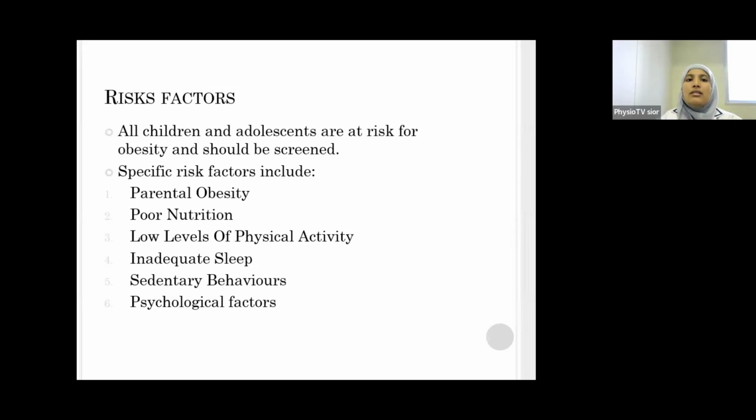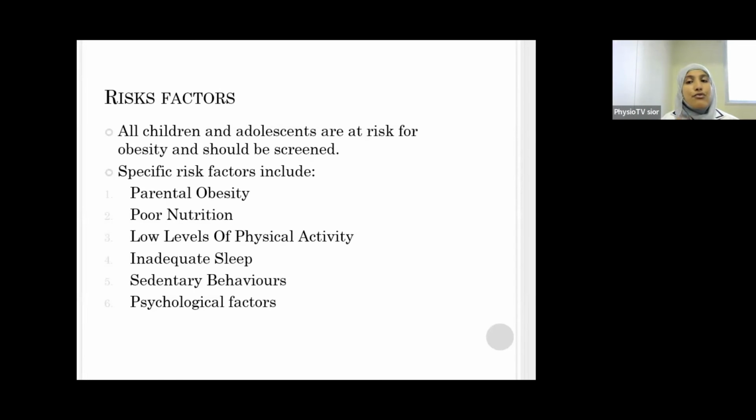Risk factors. All children and adolescents are at risk for obesity and should be screened. Specific risk factors include parental obesity if you have a family history, poor nutrition, where you are not eating healthy fibrous food but are more into fast food, and low levels of physical activity. These days, due to a lot of technological advances, there is less physical activity and a more sedentary lifestyle coming into action, be it for children or for adults.